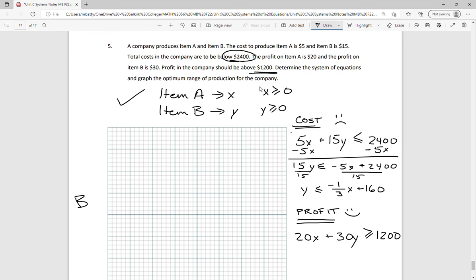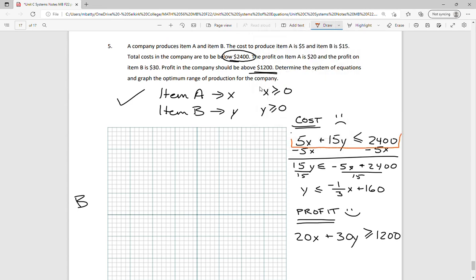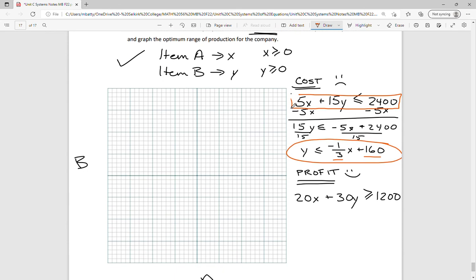I'm going to switch colors. This is the constraint, but this is useful to me, right? I can see my y-intercept. I can see my slope. I can put that on the graph. Let's do the same treatment to the other one because I need to know how to number my scale here a little bit.